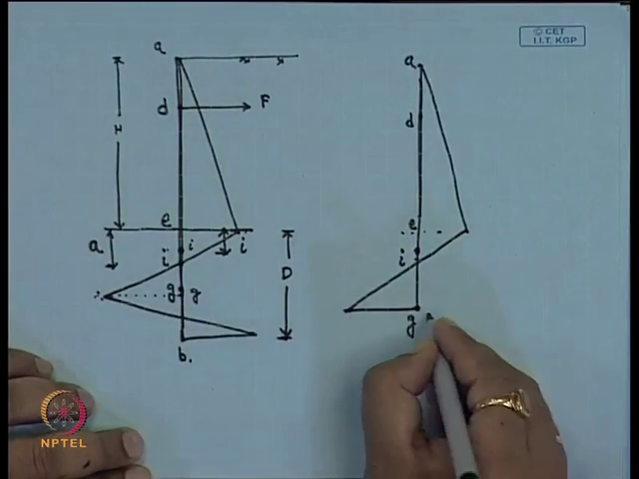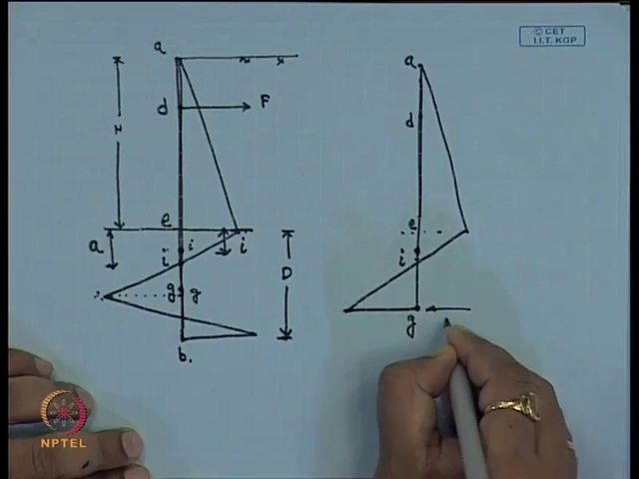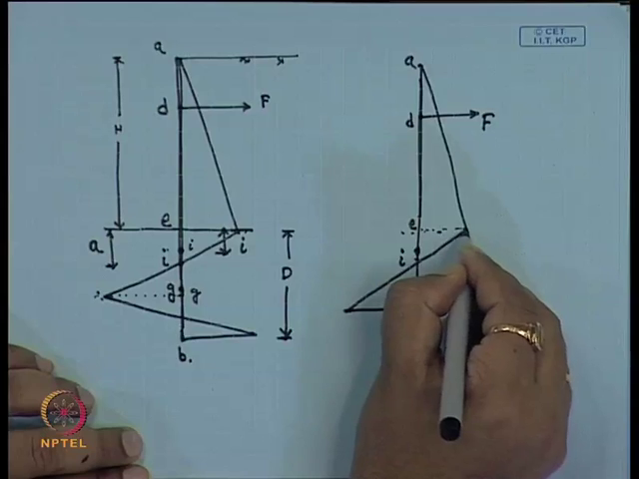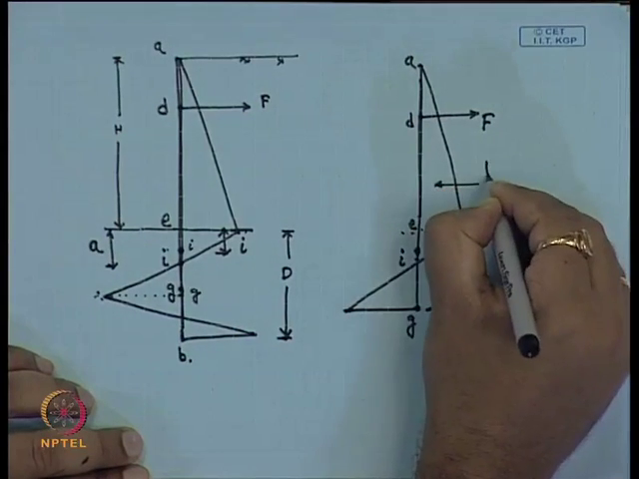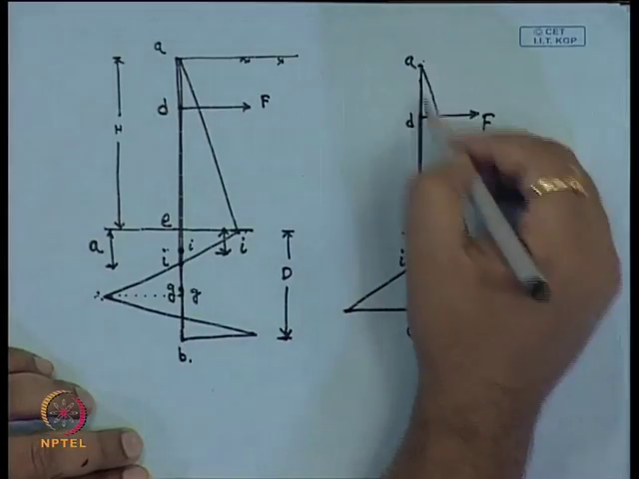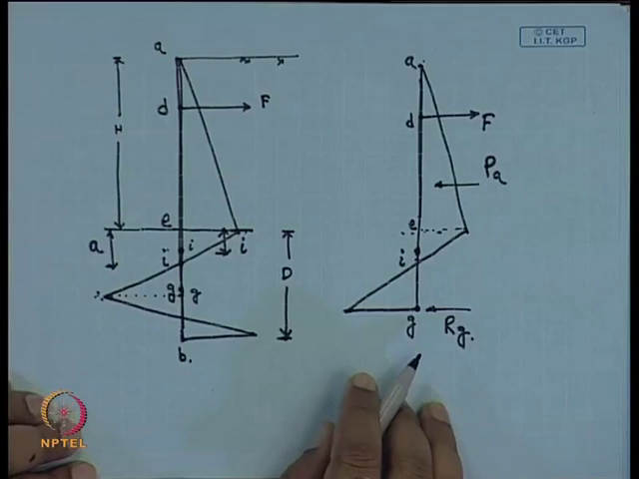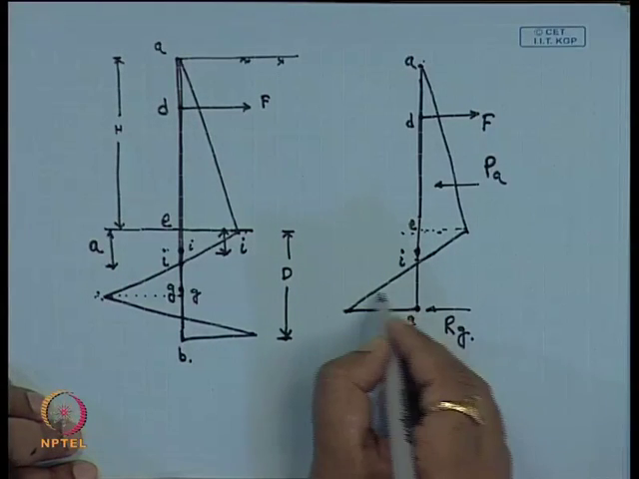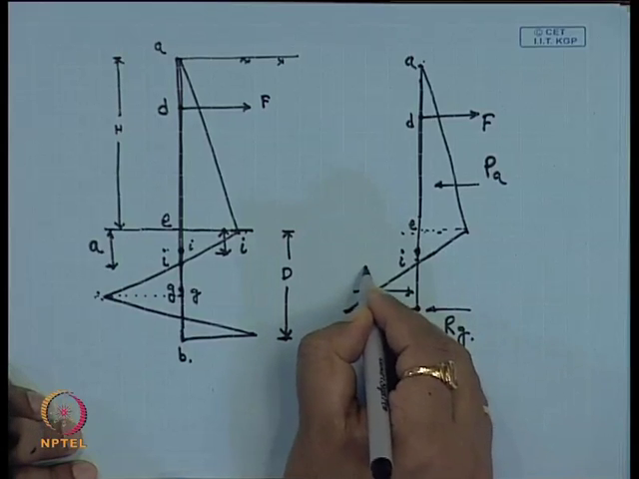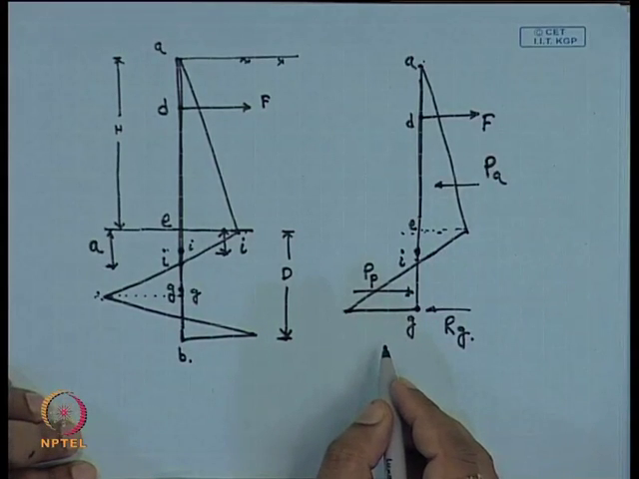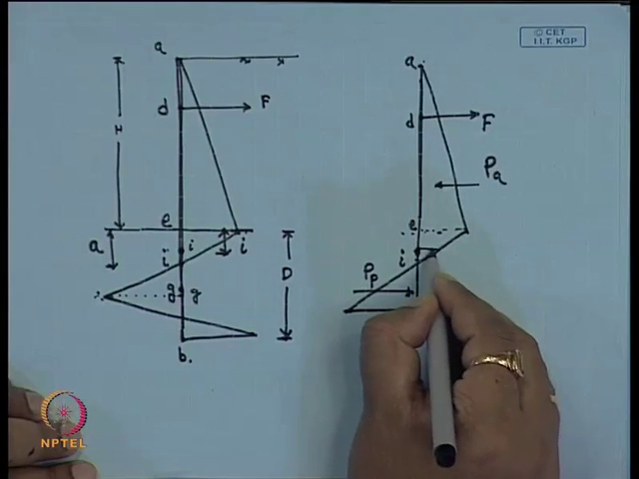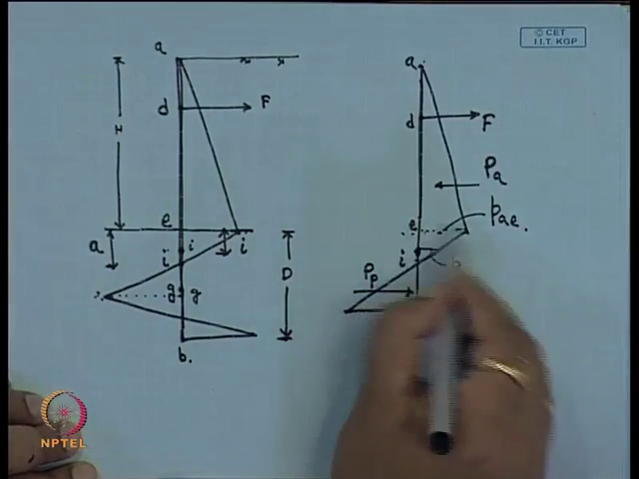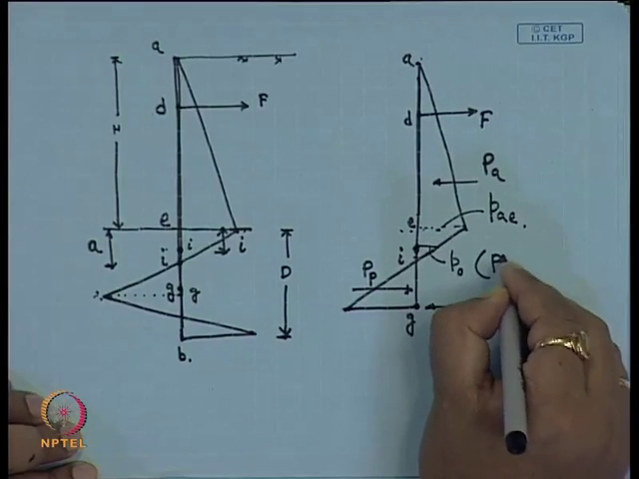As we are taking this portion, we will get another reaction that will act, R G, and this force will act at F. Then what are the other forces? Similar to this, P active for this region, that means A, D, E, I. In this region, this is the total active force, and then the next force, in the opposite direction, is the force P passive or P 2. Suppose at the I point this force is P 0. This pressure is P A E, the pressure at E level, and P 0 is the pressure at I level.